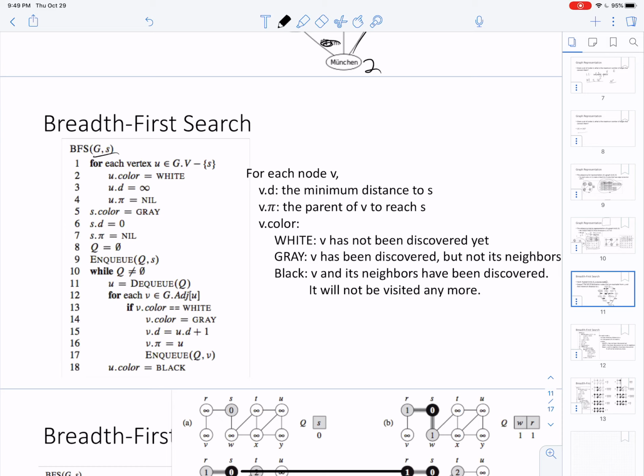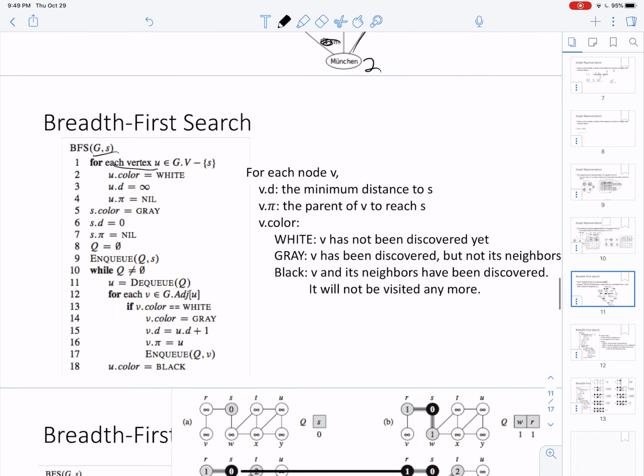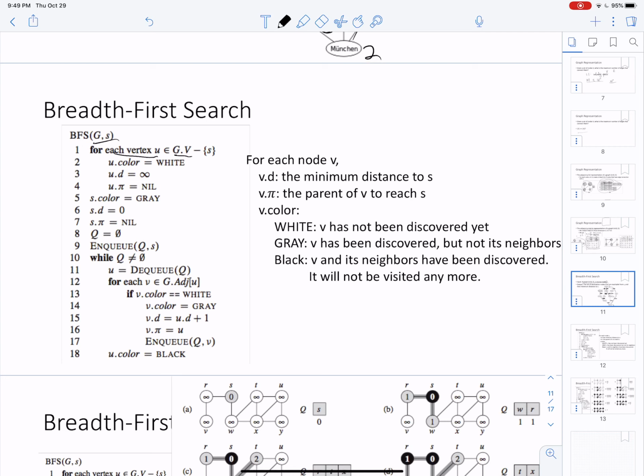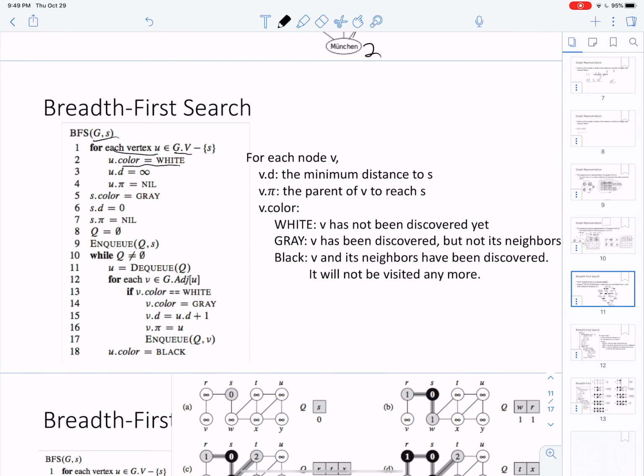So what this algorithm does is that for each vertex inside the graph, excluding the source node, we associate each node with a color that is white, we associate each node with a distance, which is infinity, and we associate each node with a pi that is nil in the beginning.